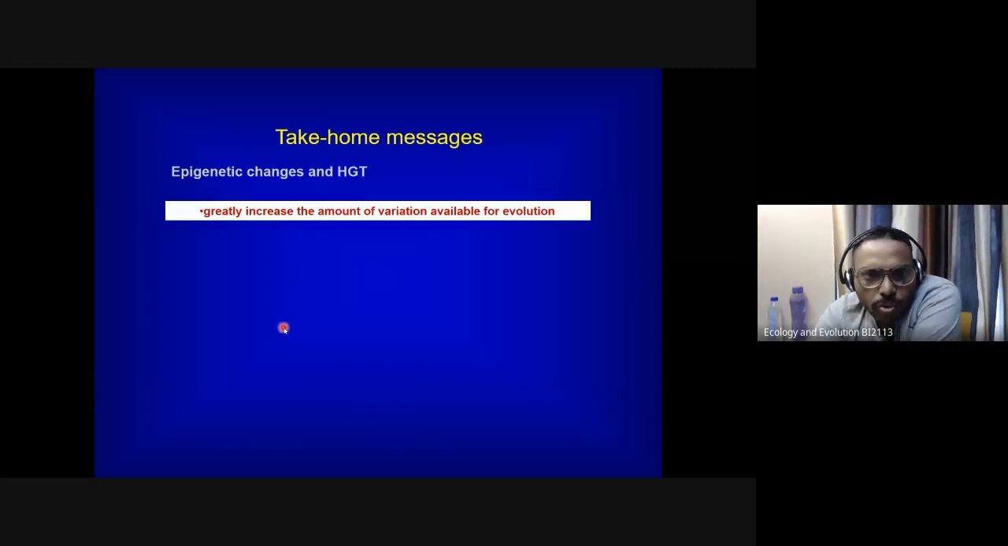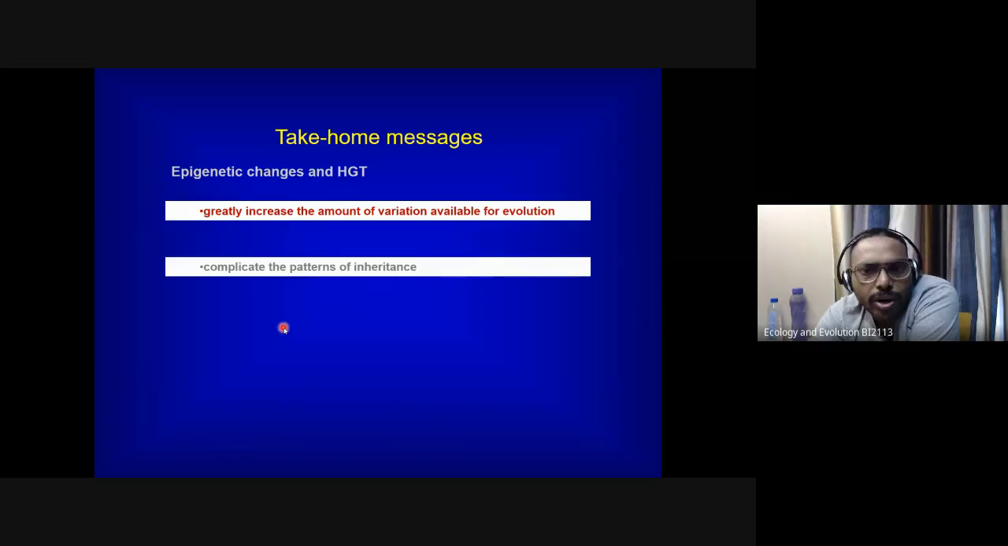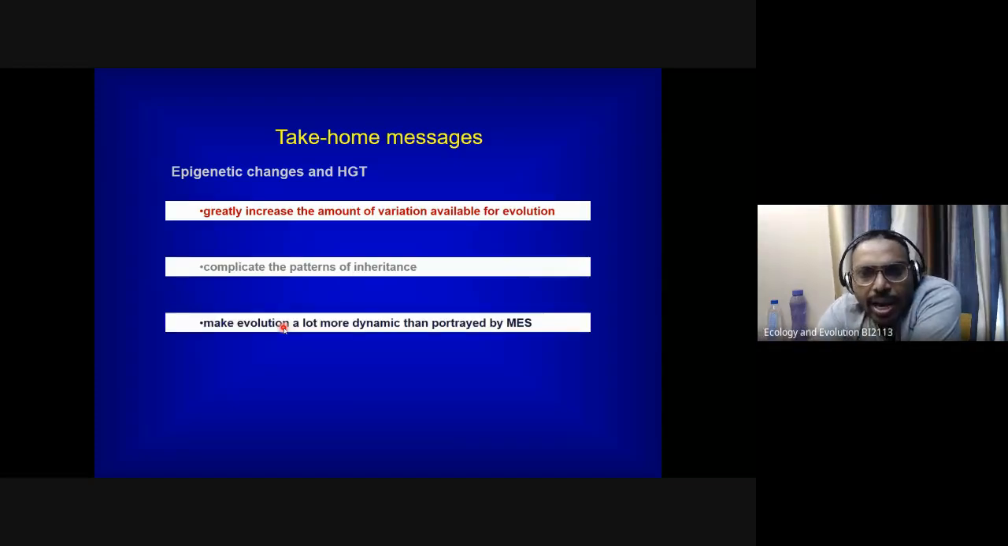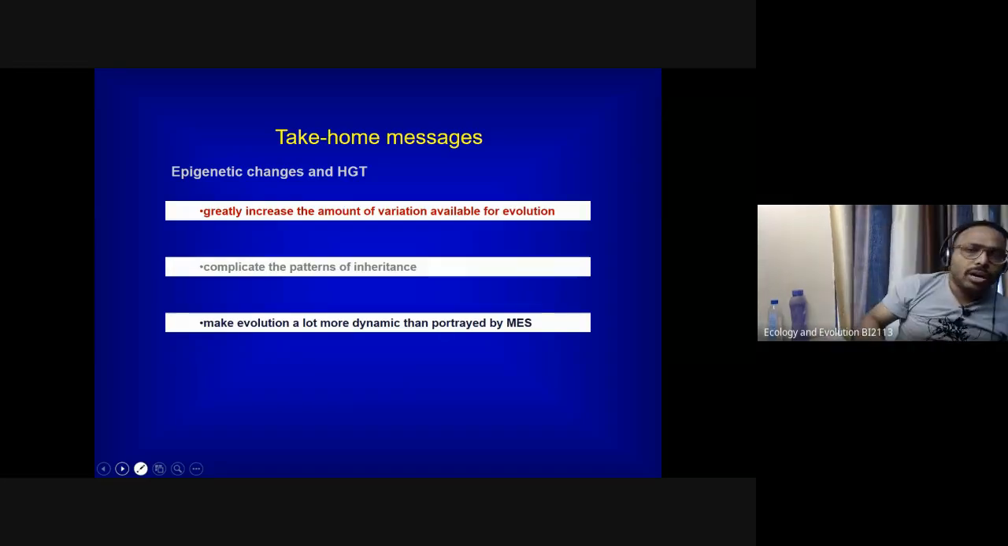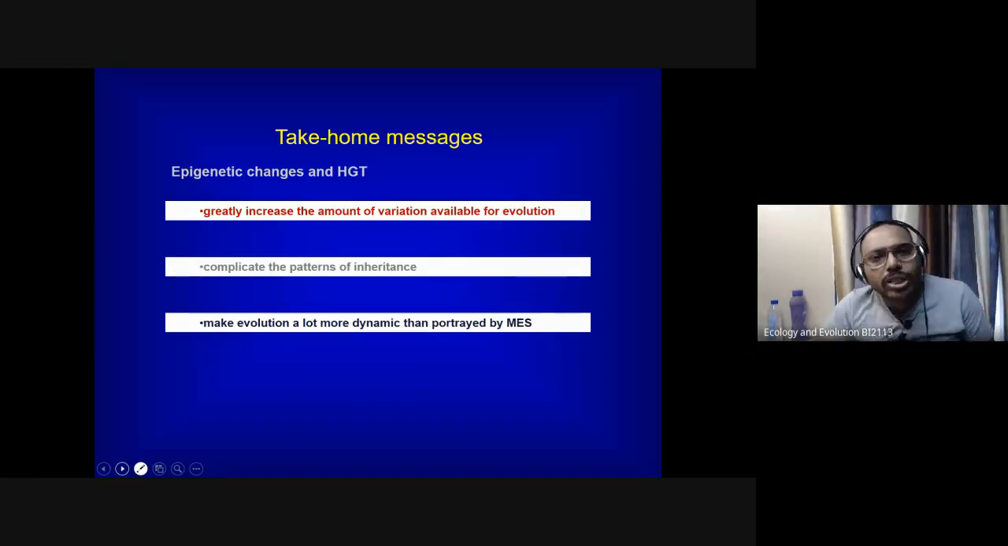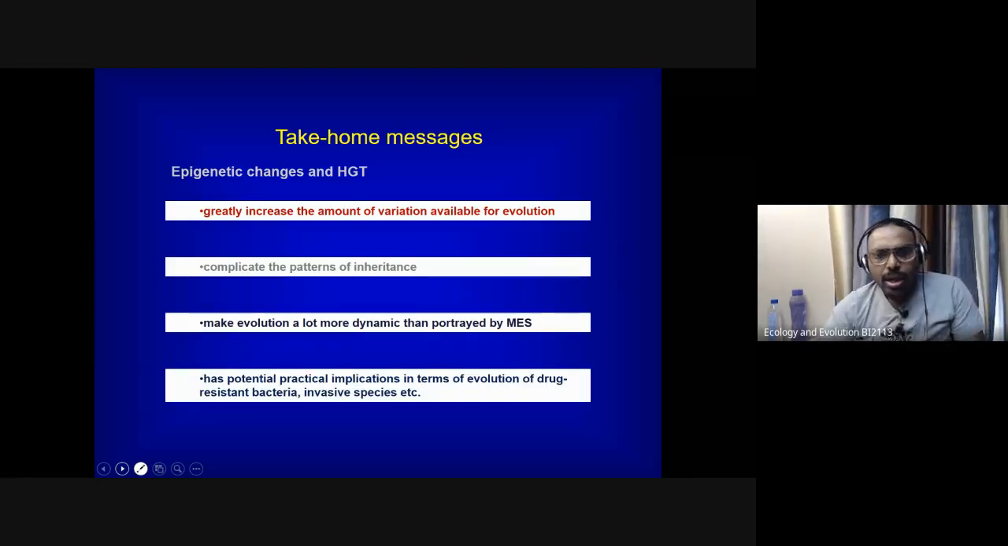So the take-home message is that epigenetic changes and horizontal gene transfer greatly increase the amount of variation that is available for evolution. They complicate the pattern of inheritance because it's not entirely sure whether the offspring will get it from their parents or not. And even if they get it, for how long in the lineage they will keep on getting it. And therefore, all these end up making evolution a lot more of a dynamic process than what is portrayed by the modern synthesis. And they have all kinds of practical implications in terms of evolution of drug resistance, invasive species, and so on.